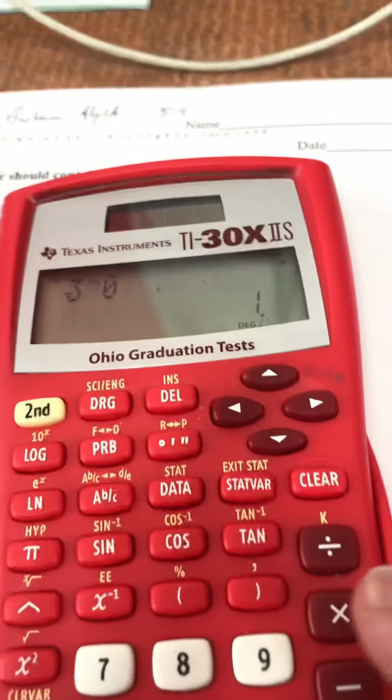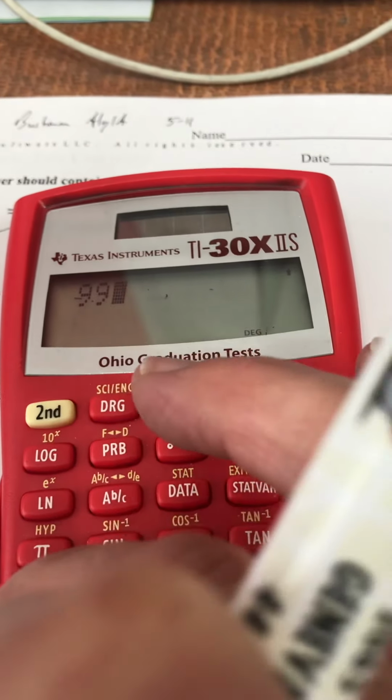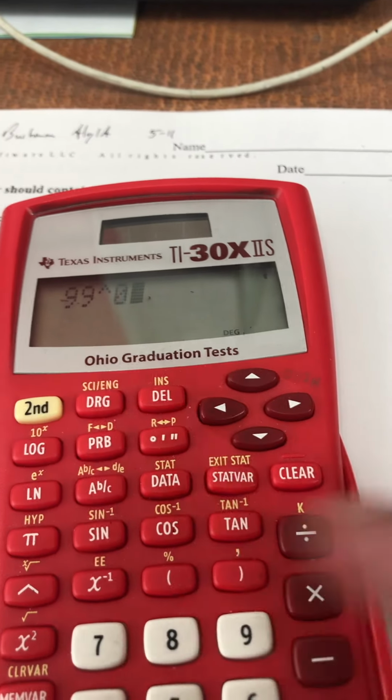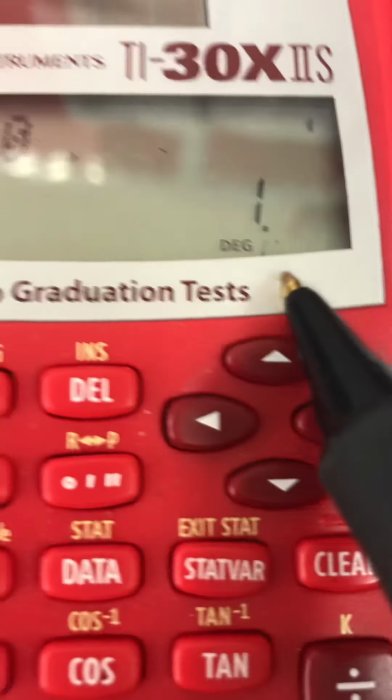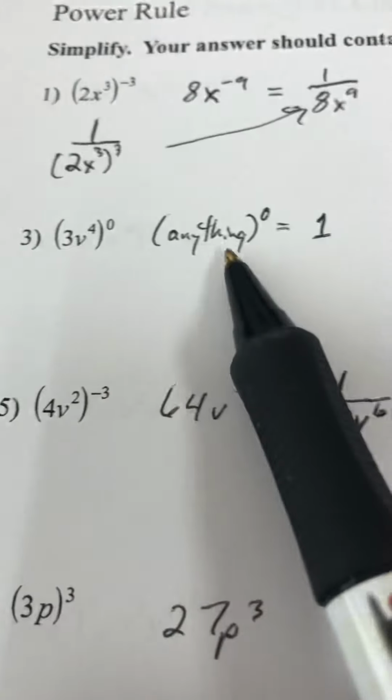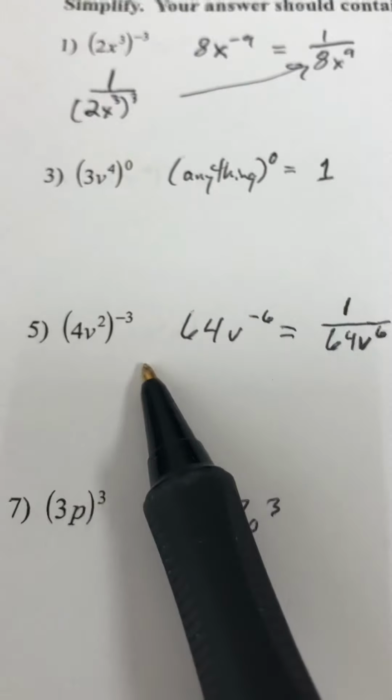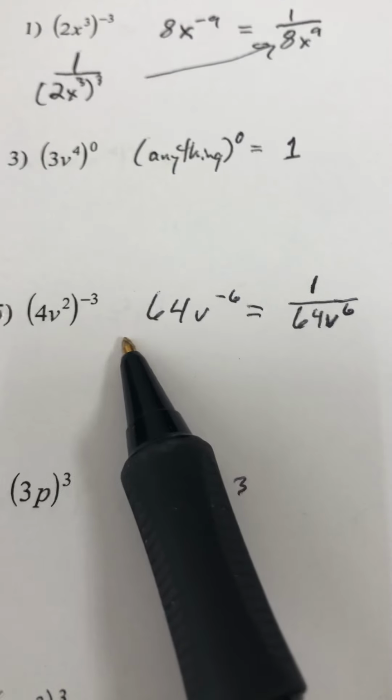I could pick 99 to the 0 power. It's going to be 1, okay? Anything, any letter, anything, it's going to be equal to 1. And you could pause this as you need it.